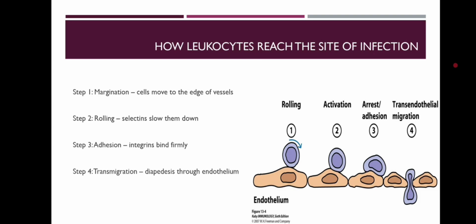Transmigration, also known as diapedesis. Once firmly stuck, the leukocyte then squeezes itself between the endothelial cells and migrates out of the blood vessel into surrounding tissue and straight to the site of infection.